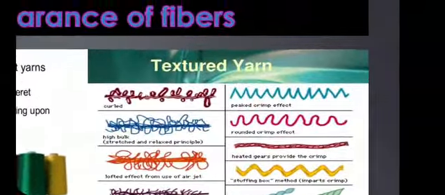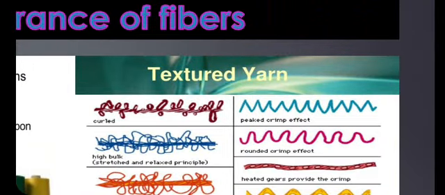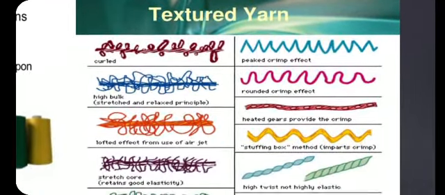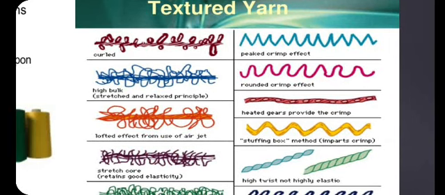Next are the textured yarns. Textured yarns, you can see here, have some variations in them, and these crimps are created artificially. These types of yarns are known as textured yarns.